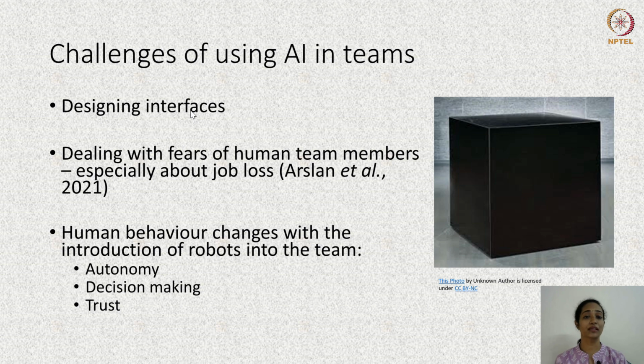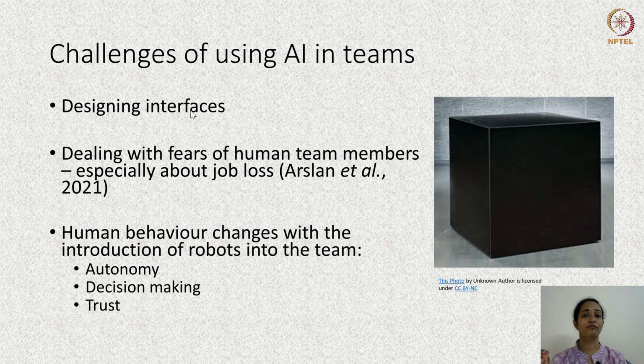The third problem is the fact that human behaviors change when we introduce AI into the team. Human team members are likely to consider what is the implication for them when an AI is introduced into the team. Does their autonomy reduce? Does their decision-making authority reduce? And because of these doubts, there can be issues related to trust. And we know that without trusting your teammates, you cannot have an effective team running.